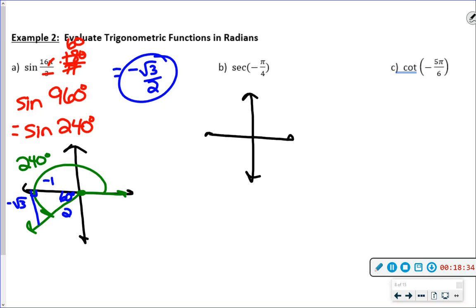Okay, if you do not like the pi over 4, convert it into degrees. Or maybe, do you know what pi over 4 in radians equals in degrees off the cuff? What's pi over 2 in degrees? 90. This is half as much. So it's 45, negative 45. Just a little fraction work for you. If you need to convert it, convert it.